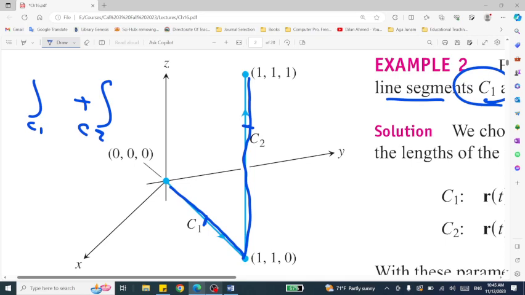So that's it. Shall I repeat the notes? r(t) will change because C1, C2 change. From here to here.